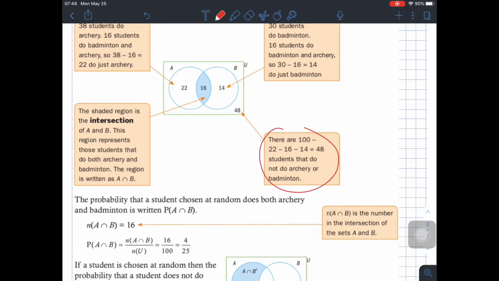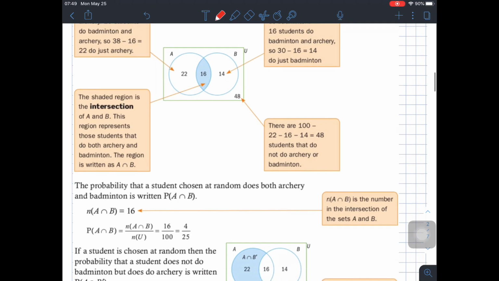Then it says, there are 100 minus 22 minus 16 minus 14 equals 48 students that do not do archery or badminton. So we can find the people who do neither by subtracting from the universe, which is 100, all of these elements.